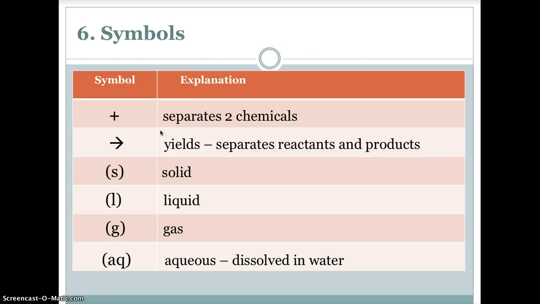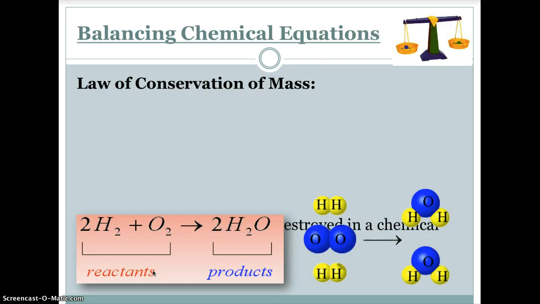You also have what we call state symbols. And so if you see this symbol behind a chemical formula, that means that it's in the solid state of matter. L is for liquid, G is for gas, AQ is for aqueous, which means dissolved in water. And those are very helpful for knowing how chemicals are stored in chemical reactions when you're trying to find something.